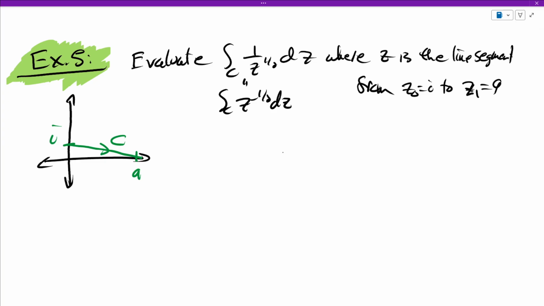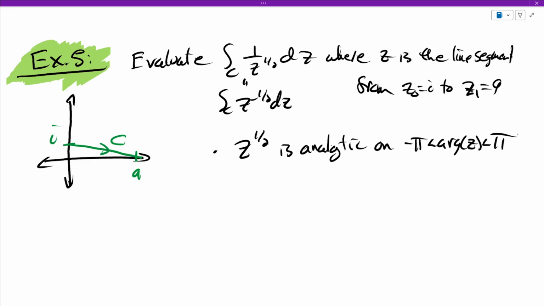Now, z to the 1/2, if you recall, is only analytic on the same sort of principal branch. It's away from the branch cut for the logarithm function. So it's only analytic on the complex numbers minus those that are on the non-positive real axis. So that's where this guy is analytic.